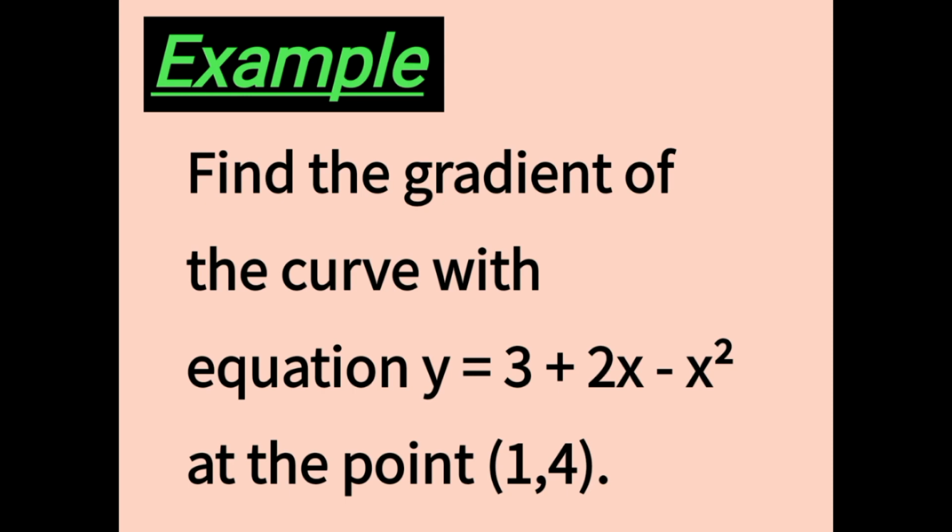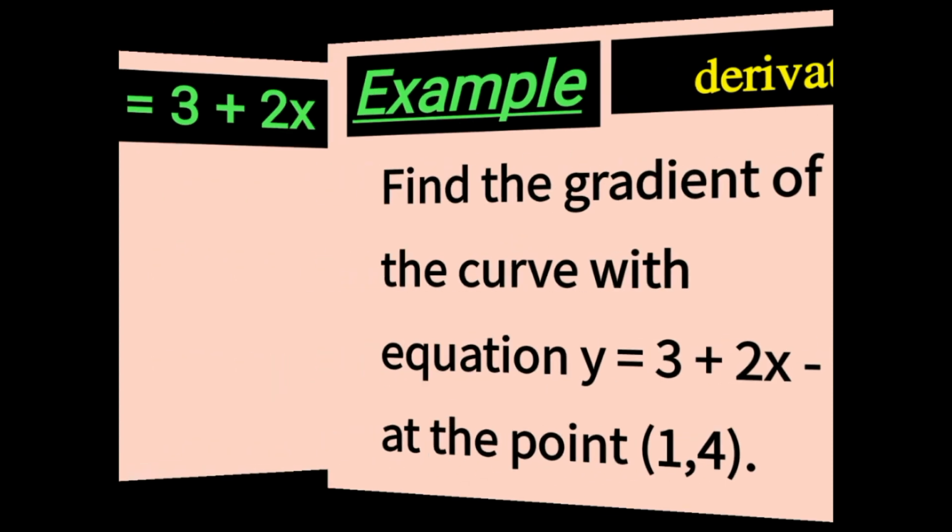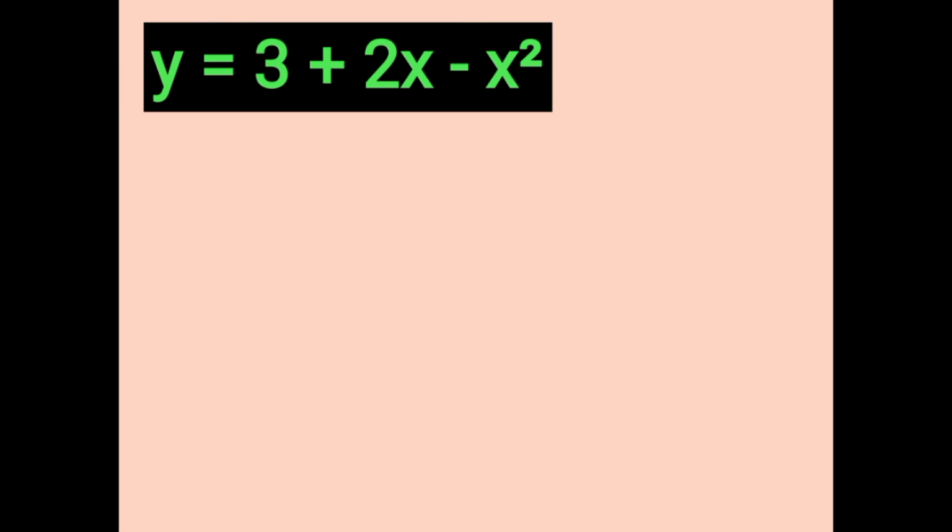Now, find the gradient of the curve with the equation y equals 3 plus 2x minus x squared at the point (1, 4). So, first we need to differentiate to find the gradient function or the derivative. Now, since there is more than one term here, we need to start by differentiating the terms one at a time. Starting with 3, differentiating 3 gives us 0. The constant term, in this case 3, disappears when you differentiate.